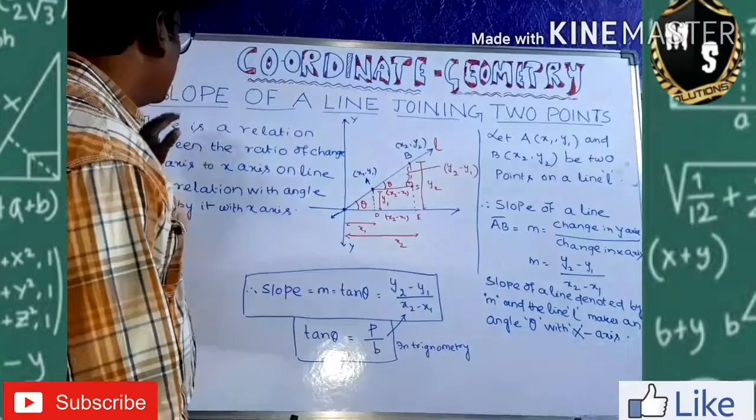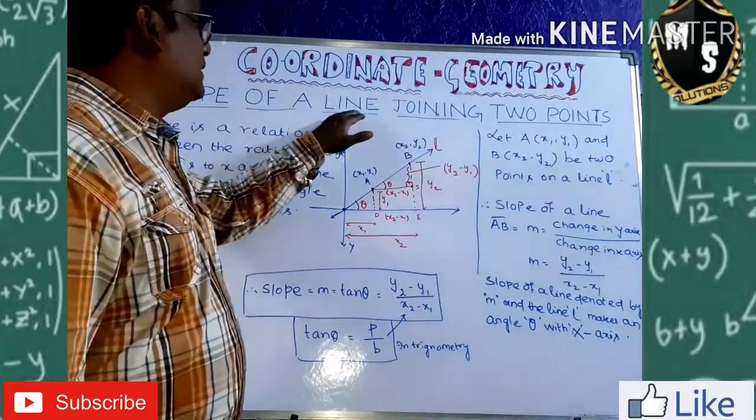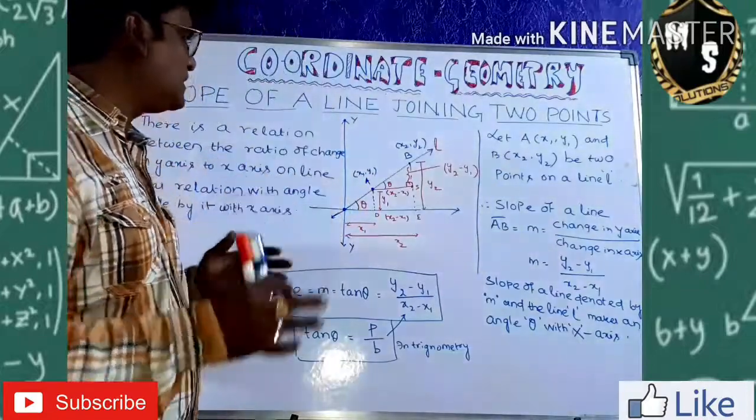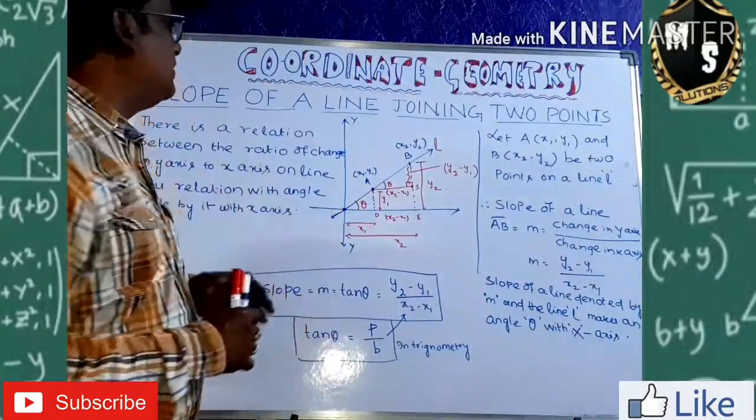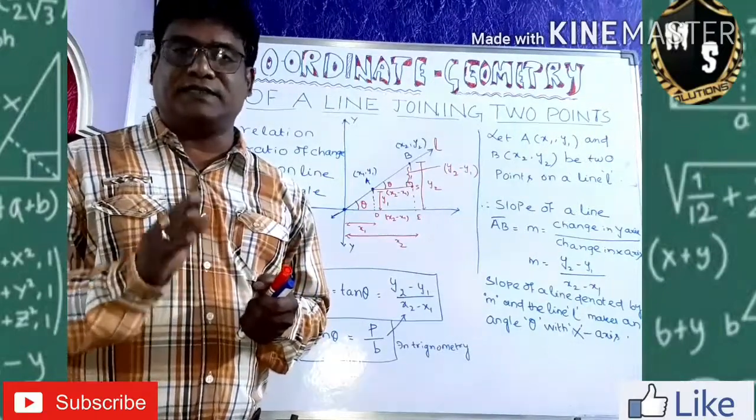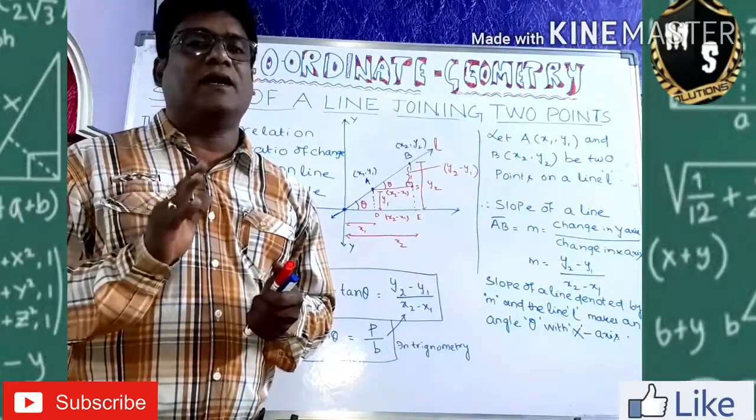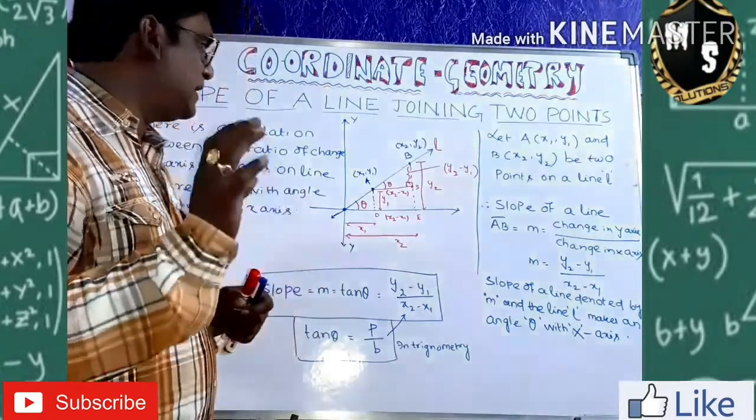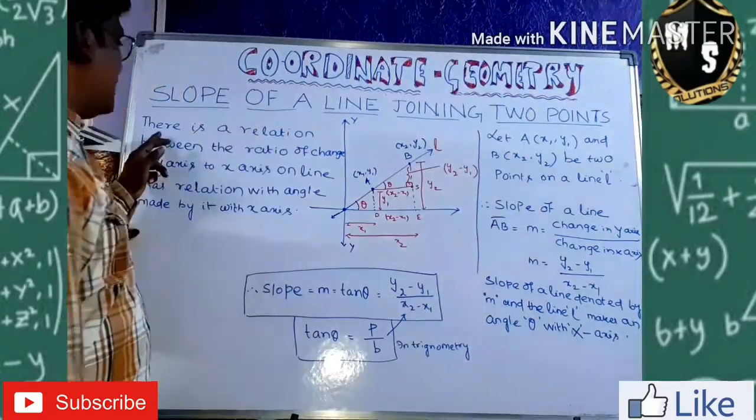So first of all, you have to know what is a line. A straight line is always a set of points, and a straight line can also be represented by y equal to mx plus c. The formula for a straight line is y is equal to mx plus c. Okay, try to understand that.